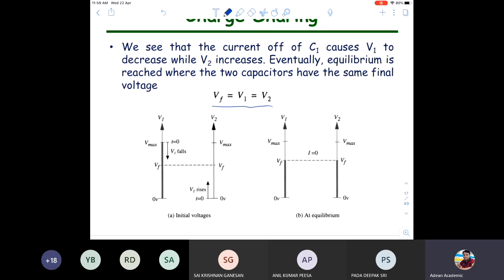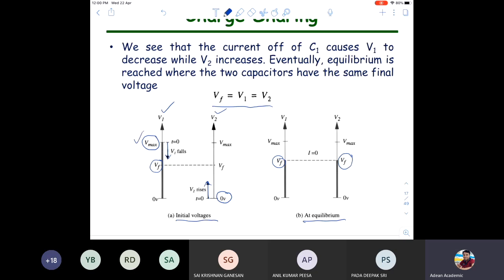Same voltage. So, suppose if you see, this is V1, this is V2. V1 initially was Vmax. V2 initially was 0. This was when M1 is on, M2 is off. Now when M1 is made off and M2 is made on, then this V1 decreases and reaches Vf. And this output V2 rises from 0 and it reaches Vf. Now both are the same voltages. That's what we call equilibrium.